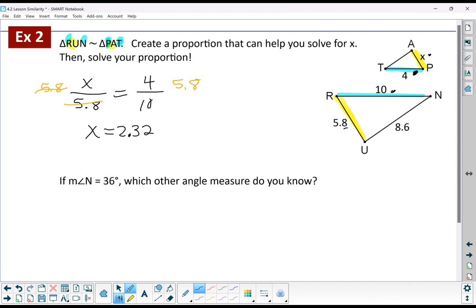Okay, follow-up question. If the measure of angle N is 36 degrees, what other angle measure do you know? Well, remember that corresponding angles are congruent. So if angle N is 36 degrees, we also know that angle T has a measure of 36 degrees.